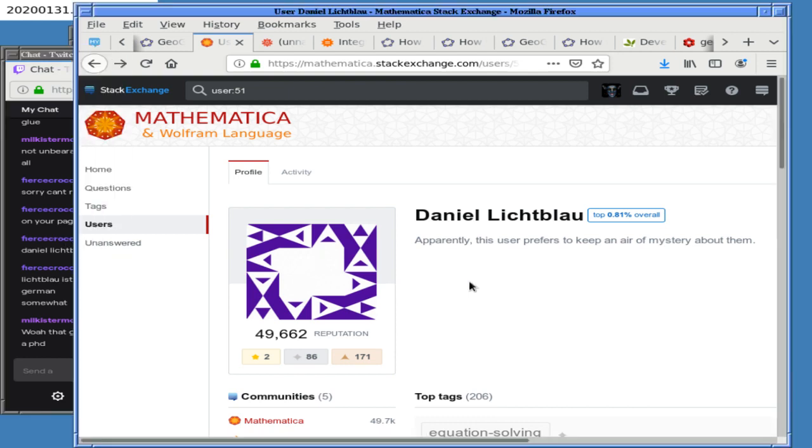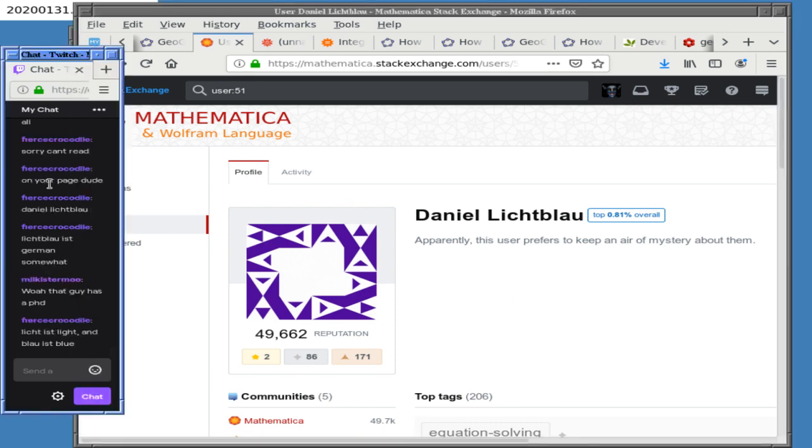Lichtblau. Oh, I see. Daniel Light Blue. I don't know if that's the derivation of his name. Light Blue. Maybe he's from Pandora. Maybe he's one of those avatars that is sort of an albino avatar that has somehow been thrust into our world and does math. Might be a story in that. There might not be a story in that.